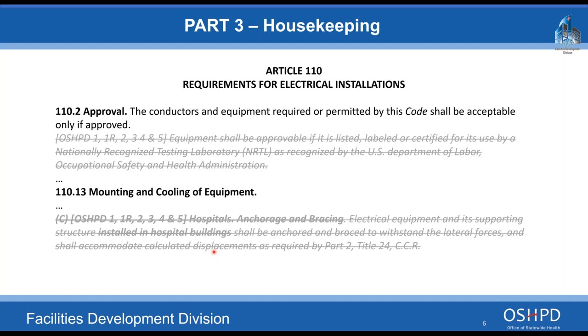In Article 110, we had an OSHPD amendment for approval. OSHPD requires all equipment to be listed, labeled, and certified by a nationally recognized testing laboratory. We deleted this because in Article 110.3C, the model code requires all equipment to be listed as well. So for redundancy, we removed this. It could pose a problem, so after further discussion, we will be adding this back into the 2022 electrical code. But to be clear, OSHPD requires all equipment to be listed by a testing laboratory recognized by OSHA.